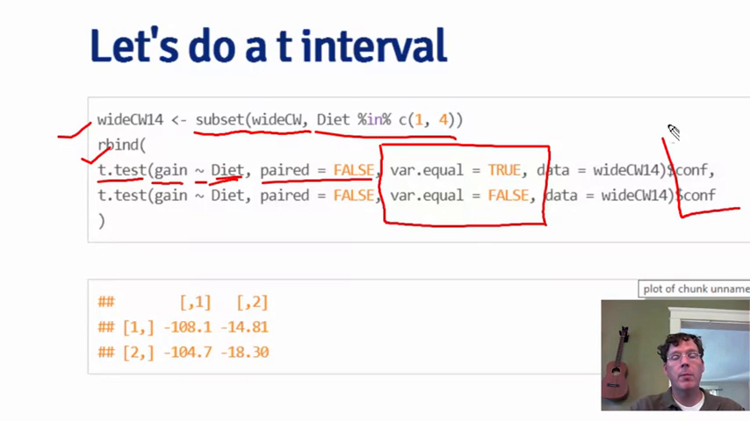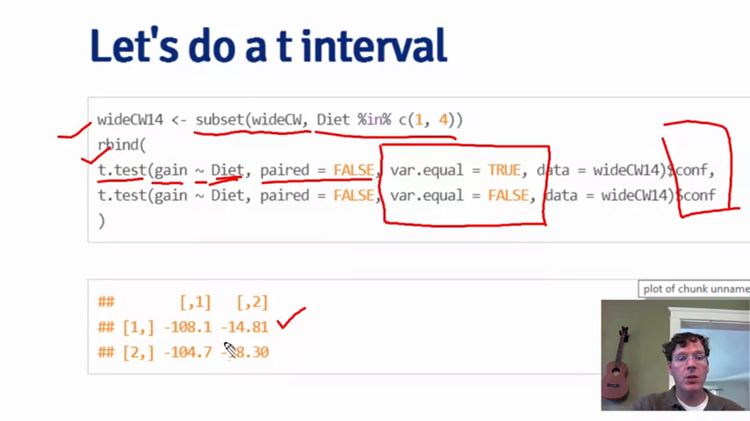Both cases I'm grabbing the confidence interval. In the first one, I get negative 108 to negative 14. In the second, I get negative 104 to negative 18. Both cases, the intervals are entirely below 0, suggesting less weight gain on diet 1 than on diet 4.